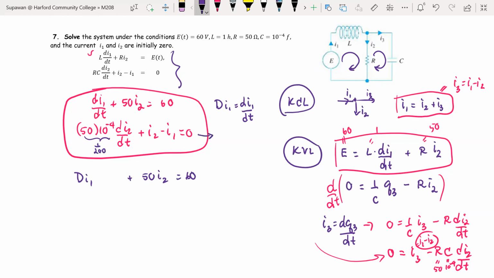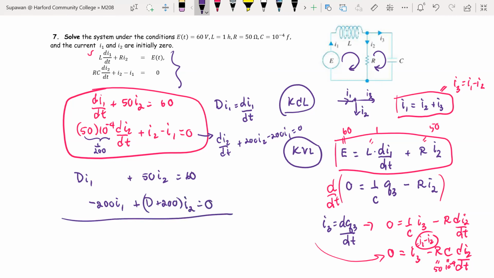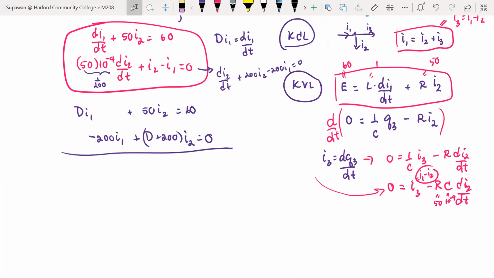The second equation becomes dI2/dt plus 200 I2 minus 200 I1 equals 0, and write it in the notation D form and rearrange it in a systematic way. This one will give us negative 200 I1 plus D plus 200 of I2 equals 0. And now we are going to eliminate one of the currents, either I1 or I2. Let's eliminate I1.